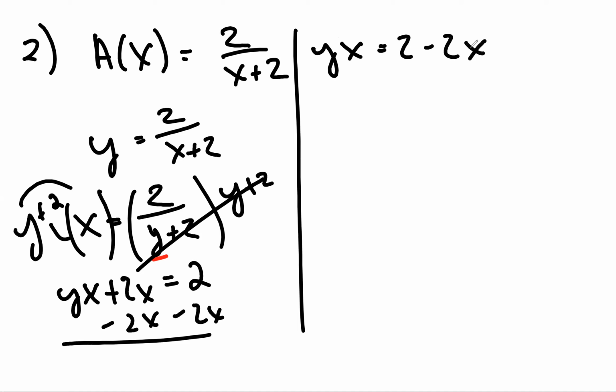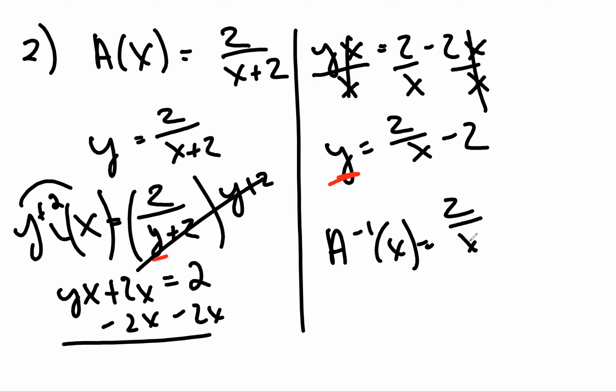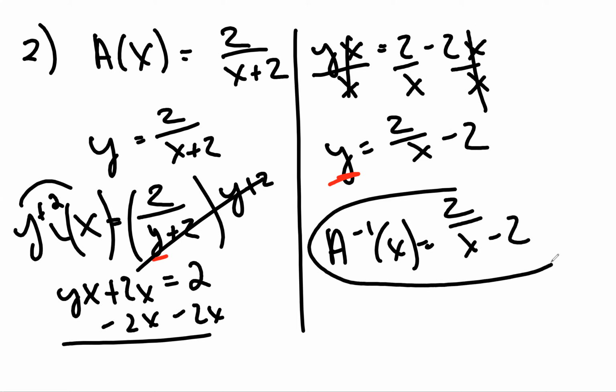And I'm going to get yx equals 2 minus 2x. And then in order for me to get this y by itself, I have to divide every single thing by x. And so that's going to leave me with y equals 2 over x minus 2. These x's will cancel out, and that'll leave me with 2. And so now since I have solved for y by itself, it's time for me to bring back my function notation. And so I'm going to say that a inverse of x equals 2 over x minus 2. And this is my final answer. Done.